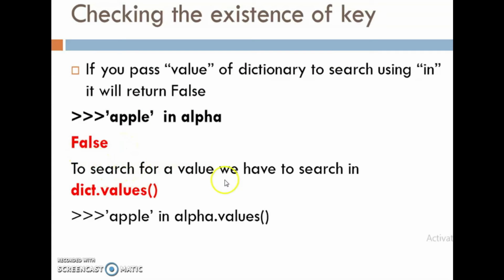To search for a value, we have to search in dict.values. Apple in alpha.values. Okay, then we will get the answer as true. Okay, clear?